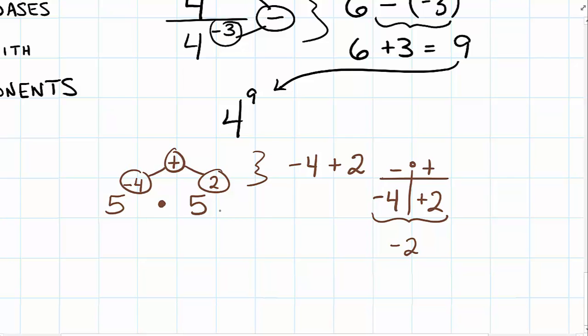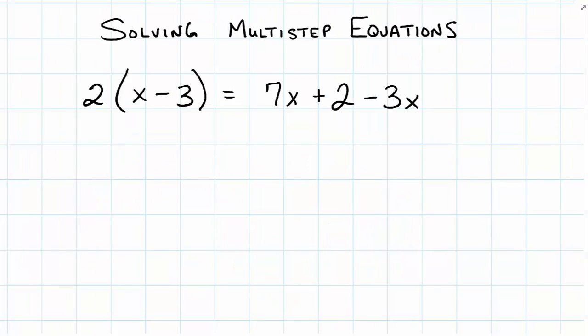We're going to keep the same base number of 5, and now we have our new exponent, which would be -2. So simplifying this, we get an answer of 5 to the -2nd power.